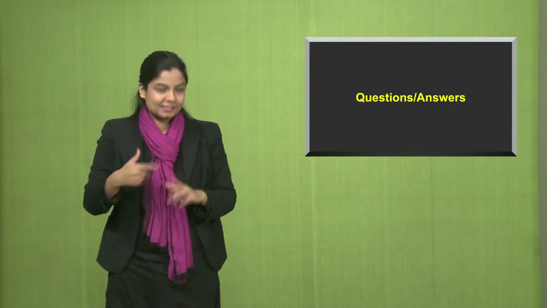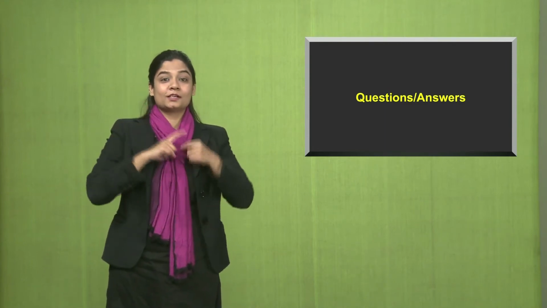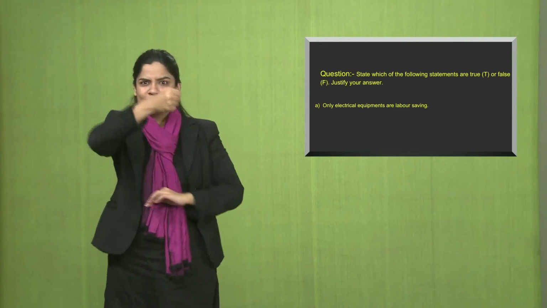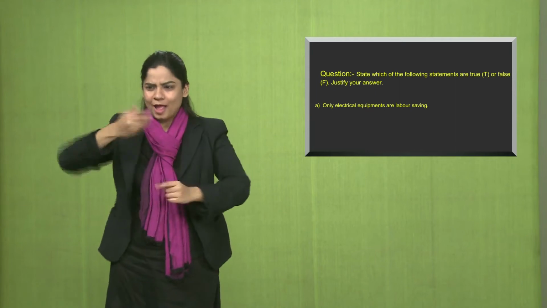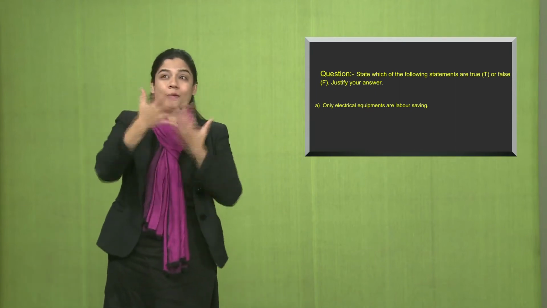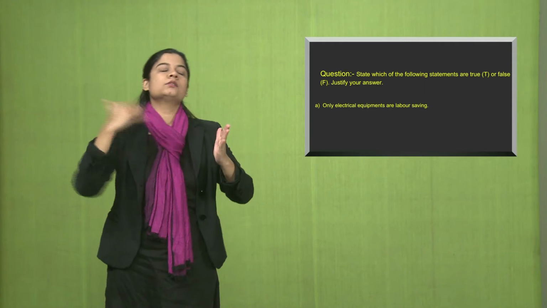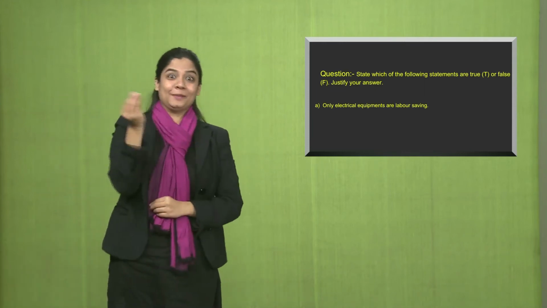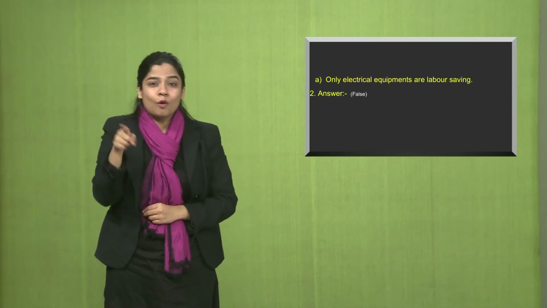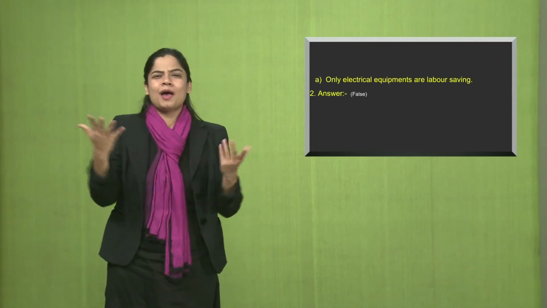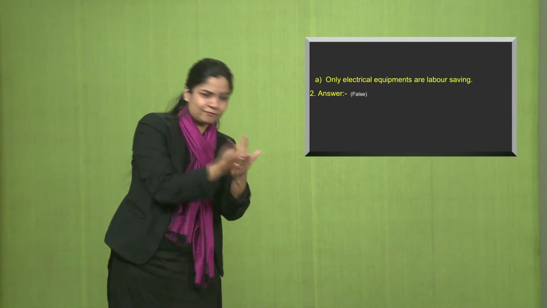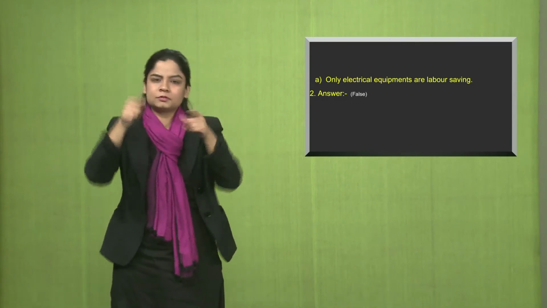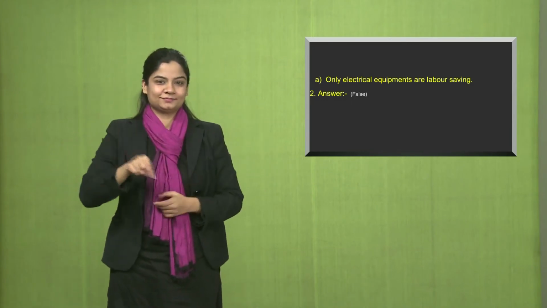Written? Now let's discuss the answers. Of the first statement, I had asked you, only electrical equipments are labor saving, like television, refrigerator, geyser, etc. They are labor saving. Non-electrical are not labor saving. Right or wrong? True or false? It is false. Why? Because non-electrical equipments are also labor saving. Both are labor saving. Both save our time and energy.